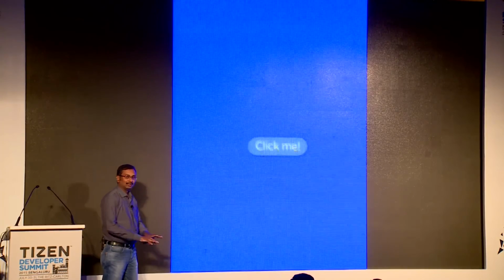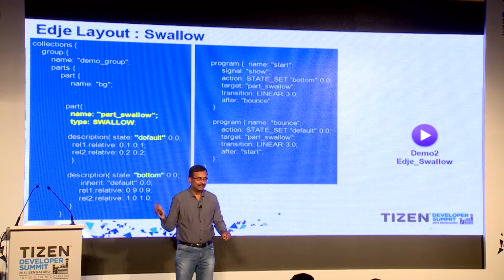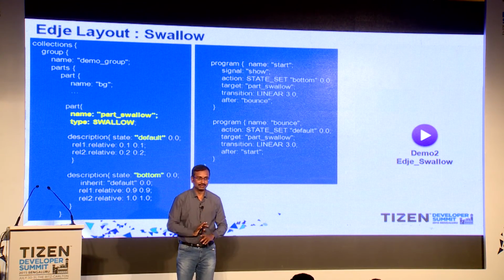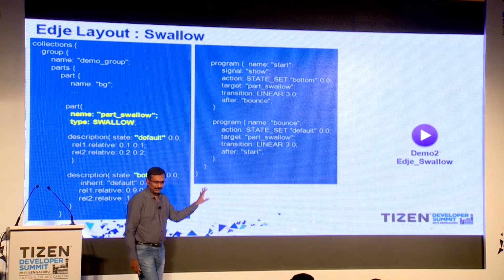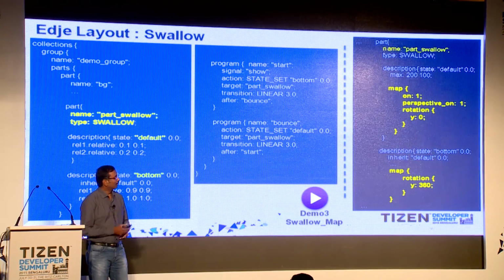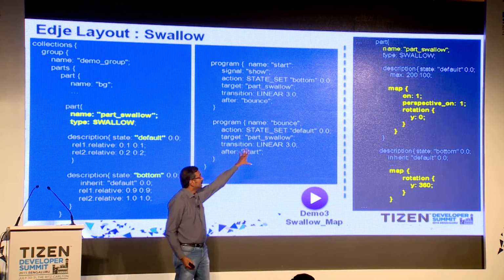So like that, you can create any complex layout using EDC and create your basic objects from C code. Swallow it, push it over there. That's simple. Is EDC that much? No. Let's add some more effects to the same swallow part.